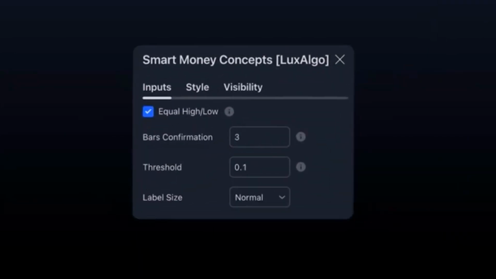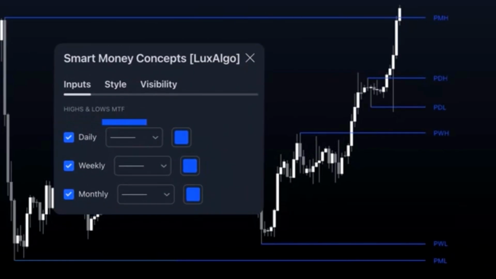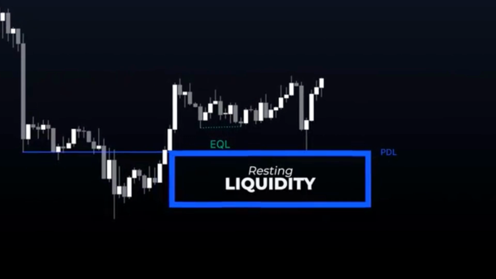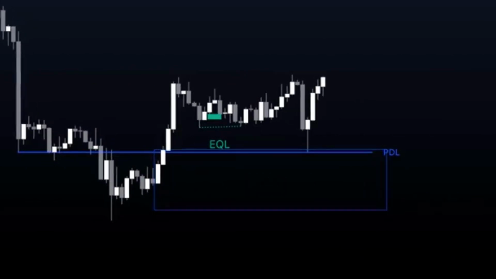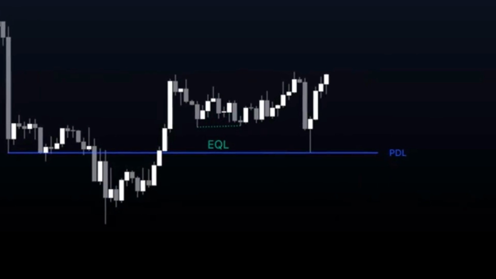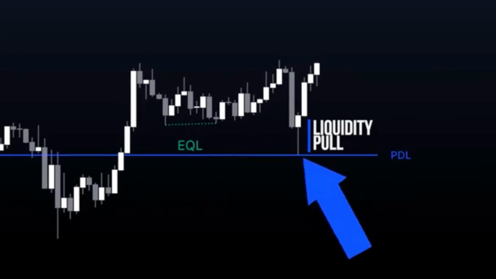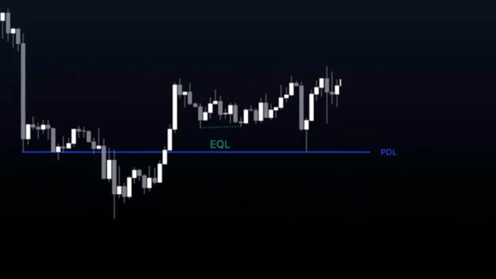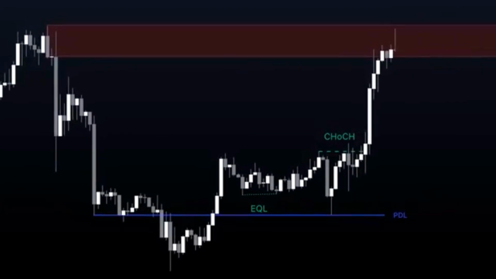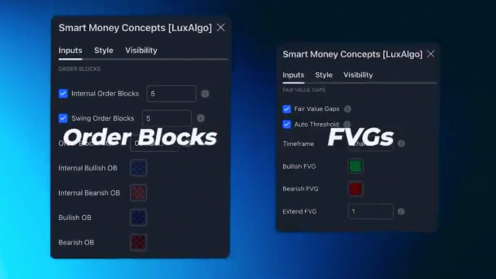In addition to structure, the indicator can also detect equal highs and lows and major price points such as daily, weekly, and monthly levels. Traders will often use these levels together to locate areas of resting liquidity. In this example, an equal low is detected, suggesting that the price is struggling to go lower. Now, we can see that the price then swept that daily low, which might have been a pull on liquidity to go higher. It's then followed by a change of character, at which point could then be traded into this order block above.